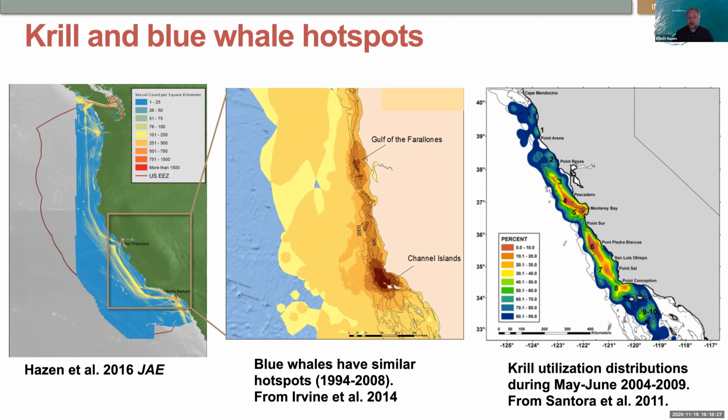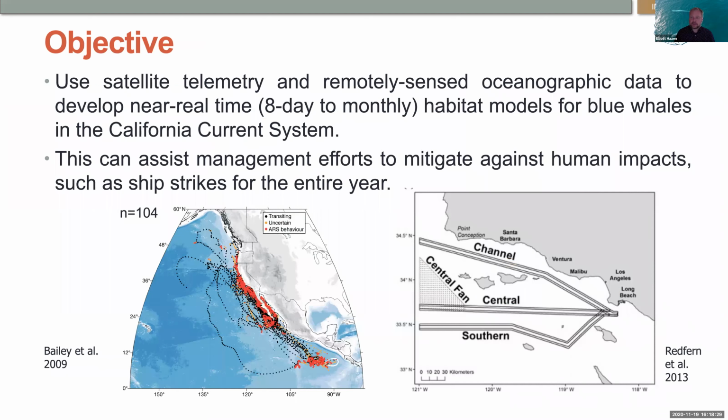So based on that, we combine the satellite telemetry data with remotely sensed oceanographic data to create these models, and then try to assist management efforts to mitigate against human impacts such as ship strike risk for the entire year. And the other nice thing about this model is we're now trying to work on offering our predictions of blue whales towards the Dungeness crab fishery to see if we can reduce risk of entanglement as well. So even though it was targeted towards ship strike risk, we're trying to explore to see if it could be useful for other risks as well.